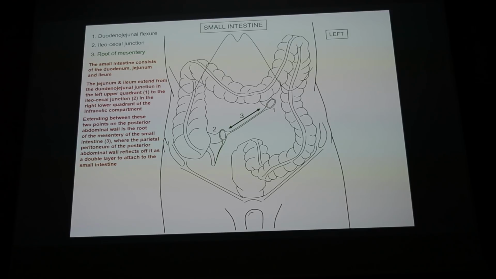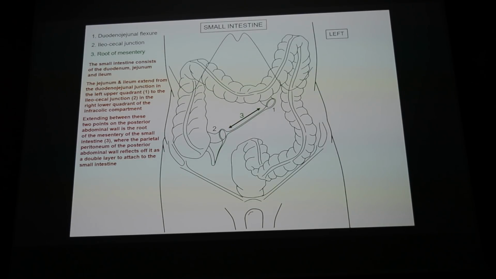So now, who will tell me what is mesentery? Double peritoneal layer reflecting off the posterior abdominal wall and enclosing intraperitoneal organs. So you are saying the double layer of peritoneum which is coming from the posterior abdominal wall and enclosing intraperitoneal organs, you call it mesentery.